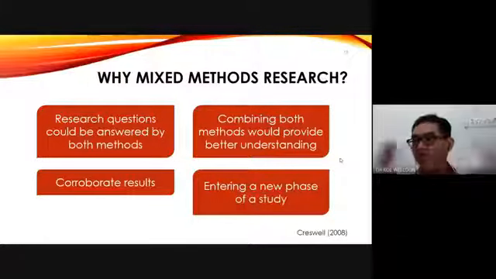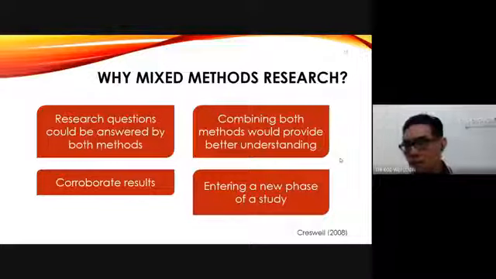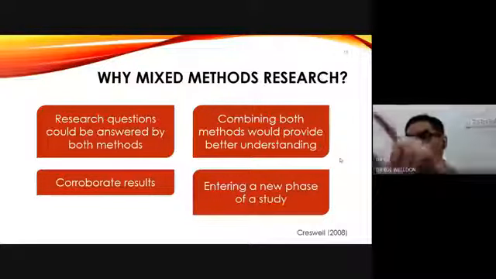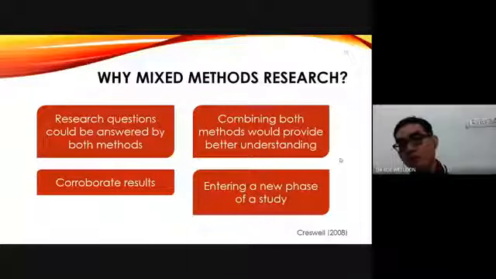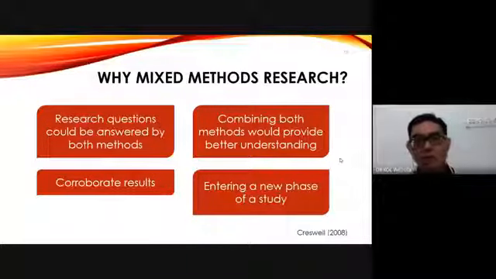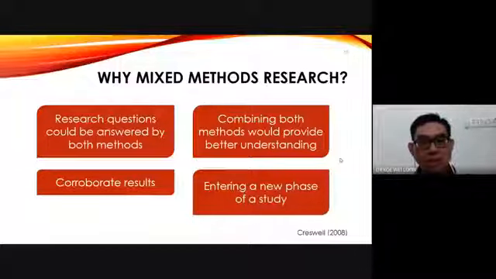Interview is qualitative. After we've got a set of questions, our second phase is we need to validate the questions, we need to test the questions. To validate the questions, we need to conduct quantitative research. So we conduct qualitative research first, and after we have got the questions, we validate them through quantitative methods. So that is a mixed method. That is an example where we enter a new phase of a study.